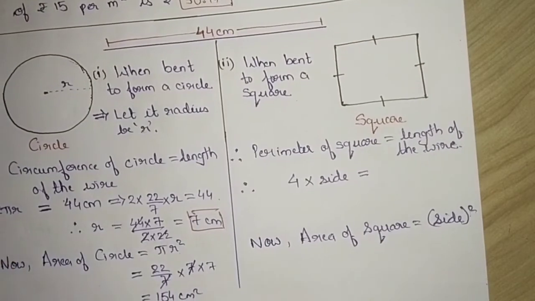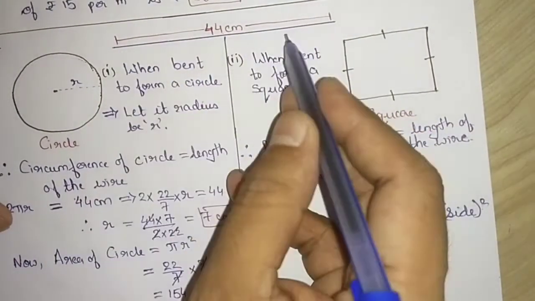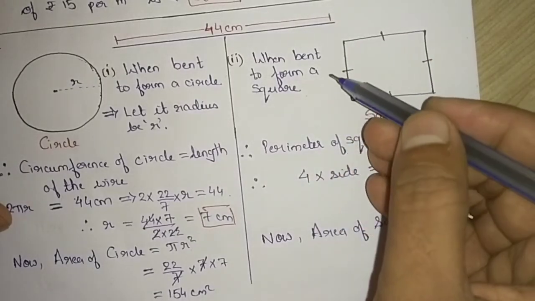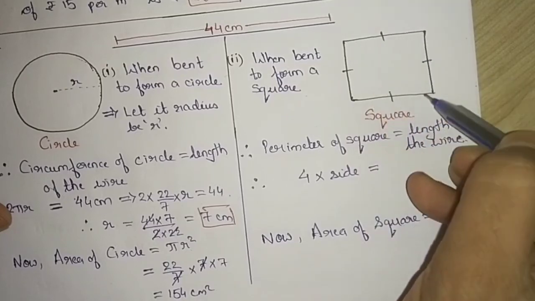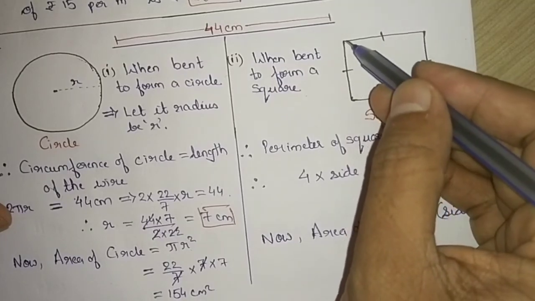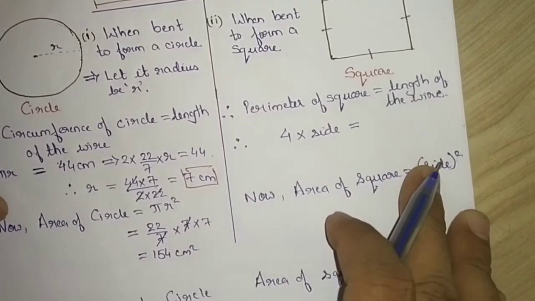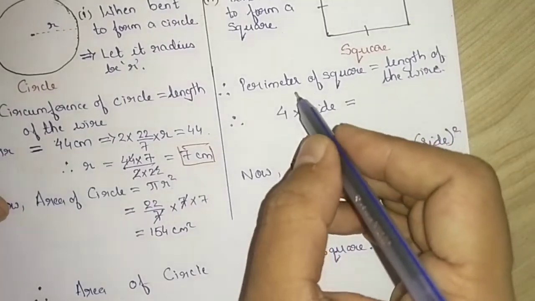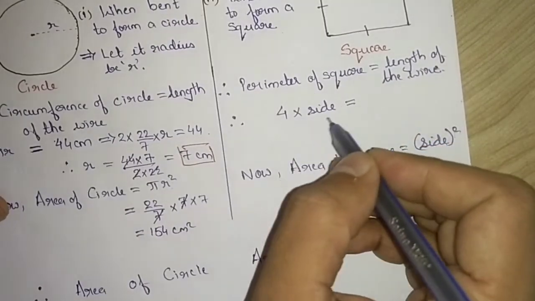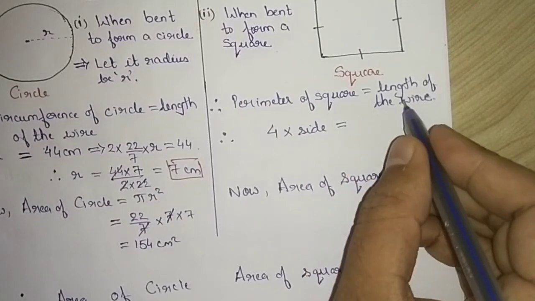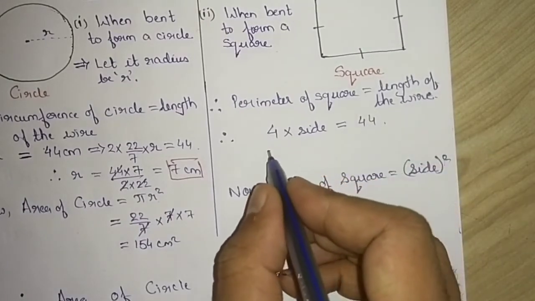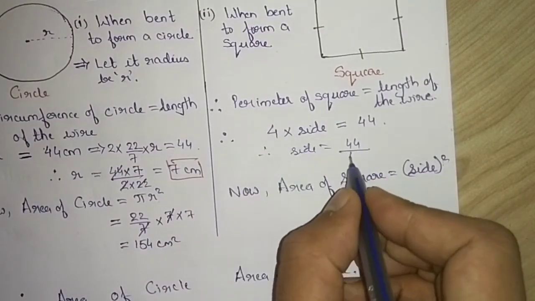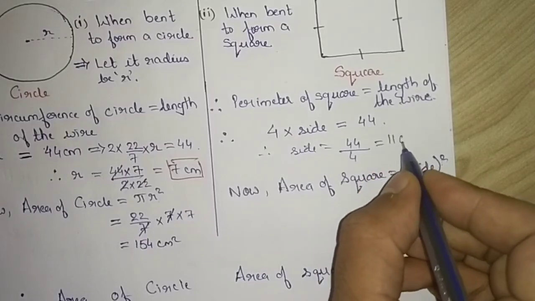Now let us calculate when she bent the same wire into the shape of the square. If she is bending the same wire into the form of a square, the length of the wire will become the perimeter of the square. So I have written, perimeter of square is equal to length of the wire. And what is the perimeter of a square formula? 4 into side. And what is the length of the wire? It is 44. So if I take side is equal to 44 by 4, it will come in division. So I will get 11 centimeter.